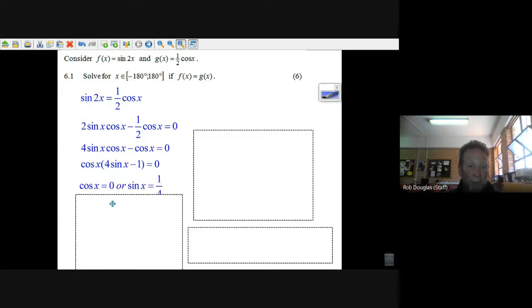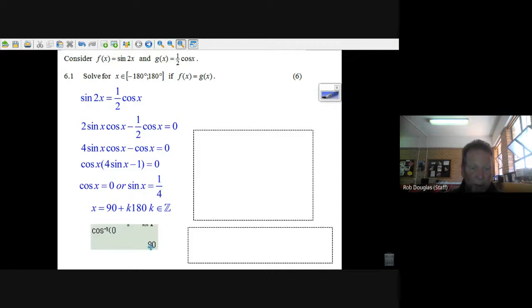Well, cos x equals 0, that's pretty fine. But 4 sine x minus 1 equals 0, we'd add 1, divide by 4. Now we're looking for these situations. Well, you can ask your calculator, hey, calculator, what goes with 0? Shift cosine of 0, and it tells you it's 90 degrees. Now, you have to know that at 90 degrees, all the way around, 180, at 270 degrees, any multiple of 180 degrees from 90, it'll keep coming back to equaling 0.